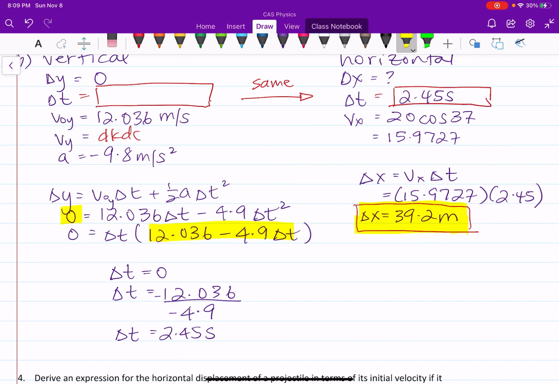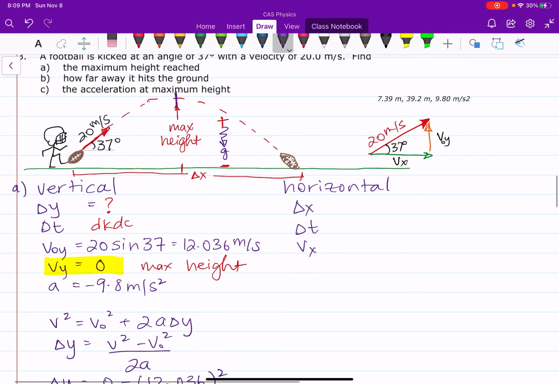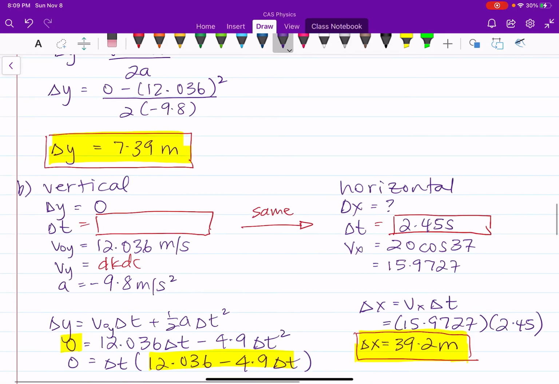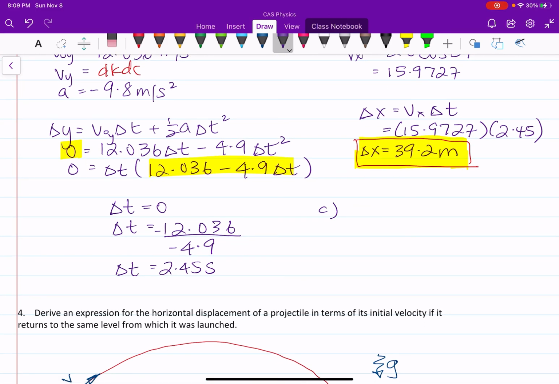Okay, and then question C, hopefully it didn't trick you. It's supposed to be a trick question. It says, what's the acceleration at the maximum height? A lot of things change this trajectory, but the acceleration does not, right? The acceleration is 9.8 meters per second squared down, as it always is. That doesn't change. And so that's just supposed to be a little trick to make sure you're paying attention and remembering all those principles.